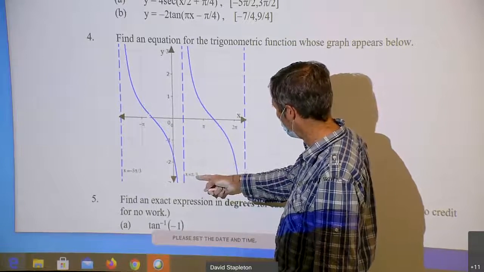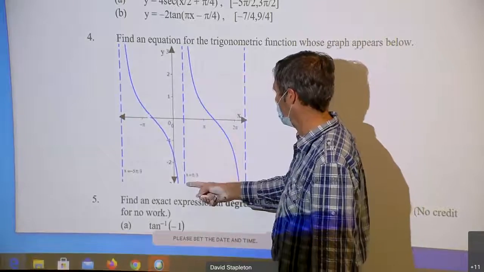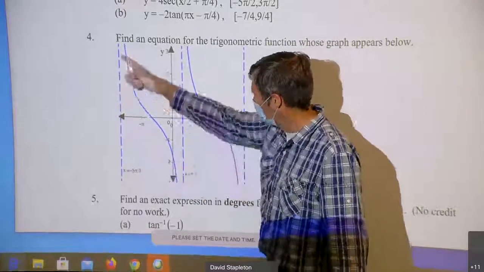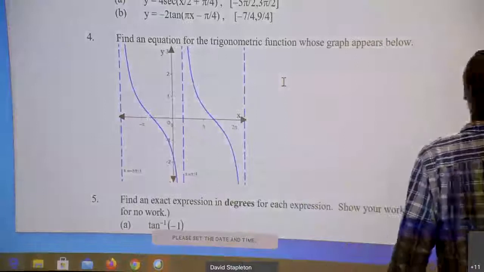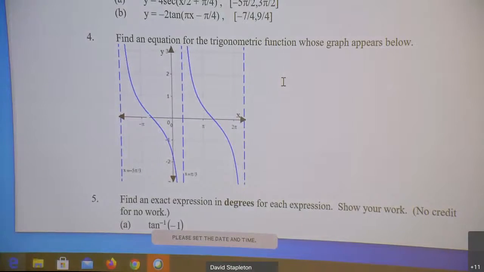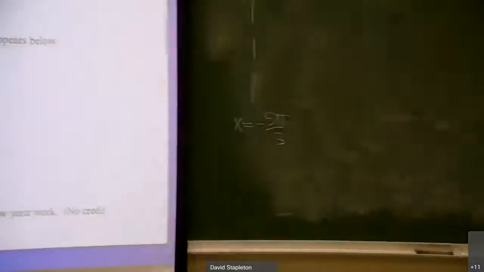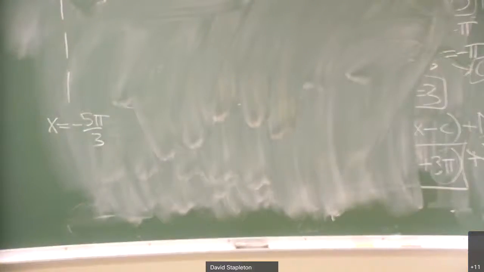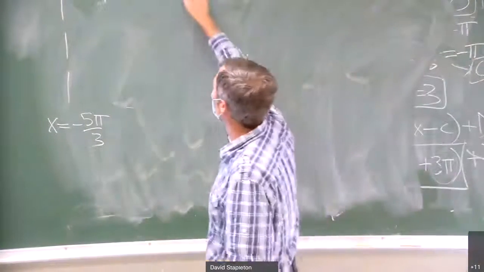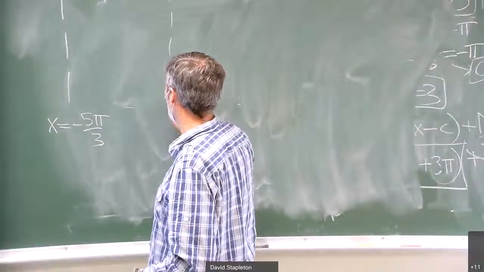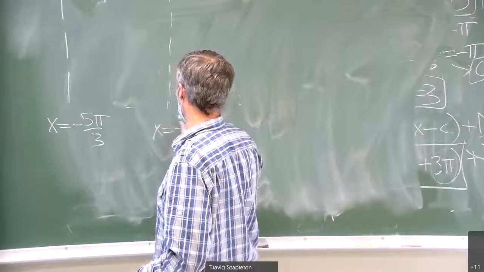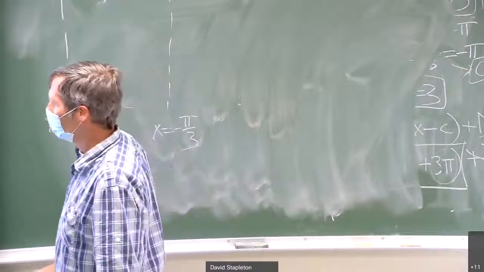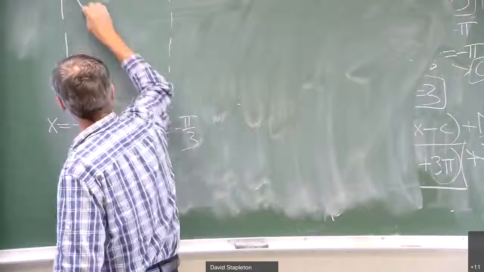Oh, x equals pi over 3 is labeled. So this asymptote is x equals pi over 3. Here's another one, x equals minus 5 pi over 3. So let me graph those over here. There's one of these. And here's the next one. x equals minus pi over 3. And the graph goes down like this.